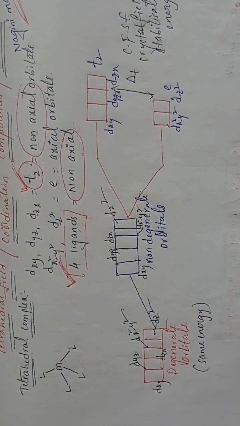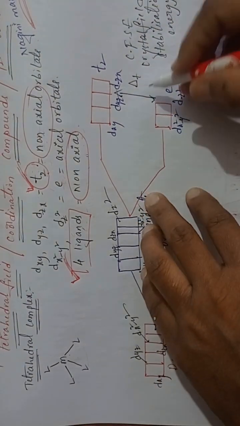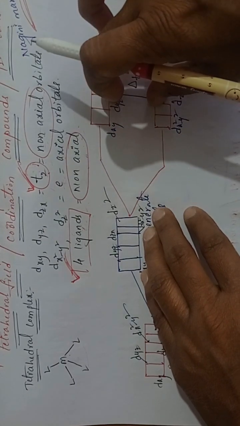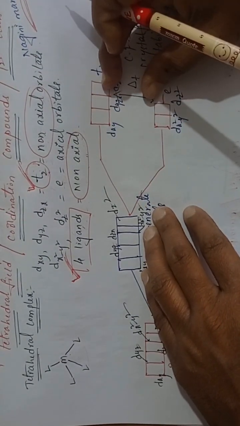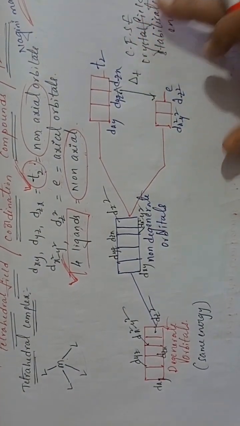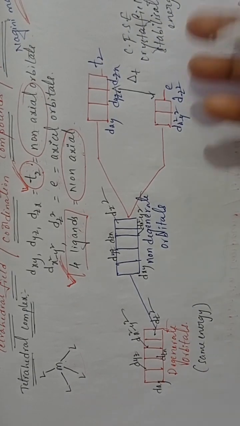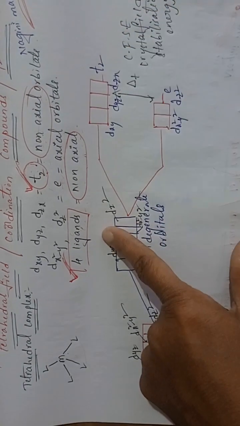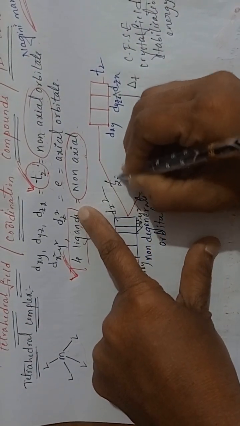Crystal field stabilization energy is nothing but what? The energy difference between the two sets of d orbitals. This is the energy gap between the two sets of d orbitals. The energy gap between the two sets of d orbitals is called crystal field stabilization energy. Now I have to find the energy of these two sets of orbitals. First I am going to calculate the T2 orbitals' energy. Now see students, T2 orbitals energy.